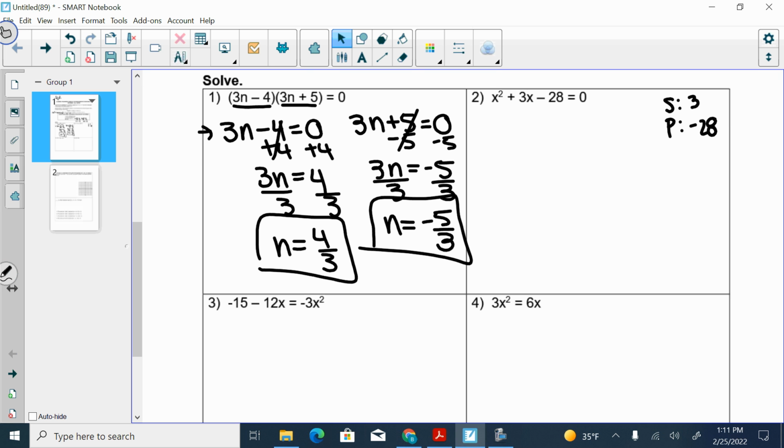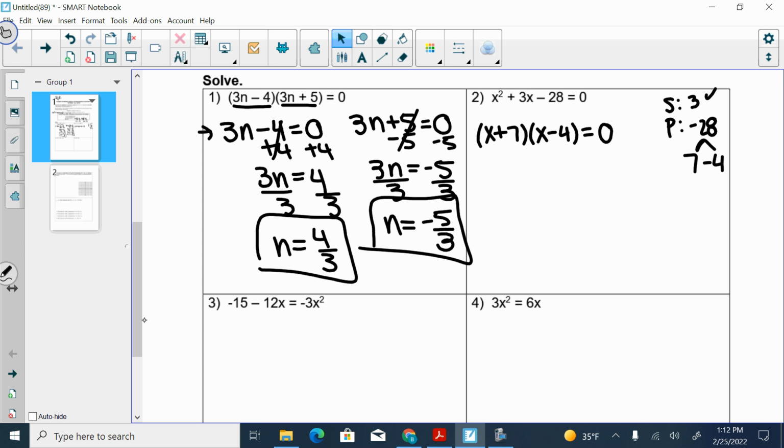Okay. So can anybody think of anything that multiplies to give us negative 28 and will add to give us positive 3? 7 times 4 does give me 28. And I need it to give me a negative 28, so one of those has to be negative. The 4. Very good. 7 plus negative 4 is positive 3. Very good. Okay, so now I need to write these as parentheses. I'll have x plus 7 and x minus 4 equals 0.